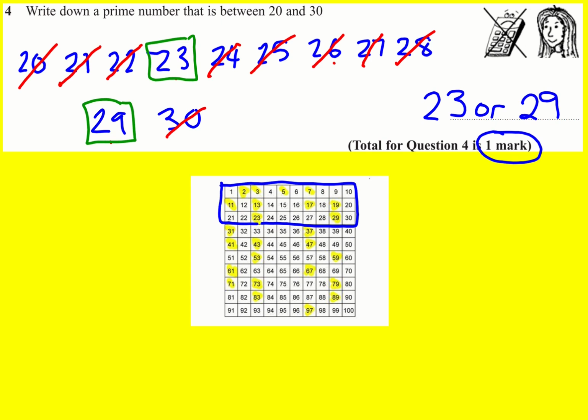They're not going to ask you a question where there's probably only one prime number in that. So for example, it's unlikely that they're going to say to you, what is the prime number between 90 and 100, where there's only one option. They're going to give you a set of numbers where there's at least a couple of options. So there you go, 23 or 29.